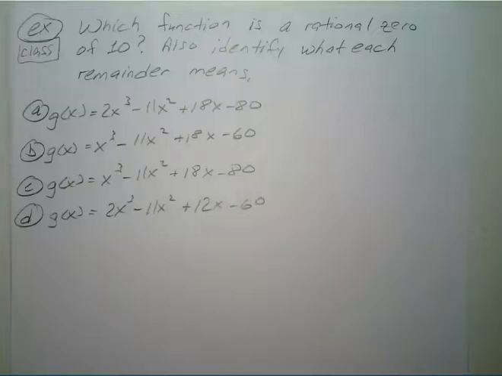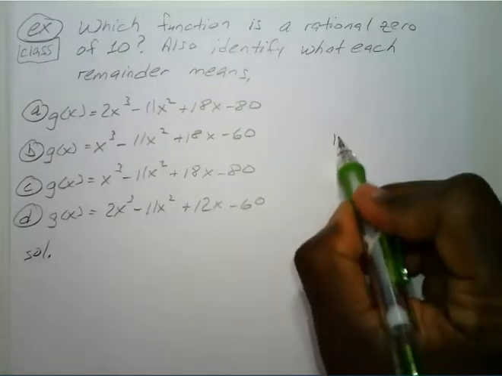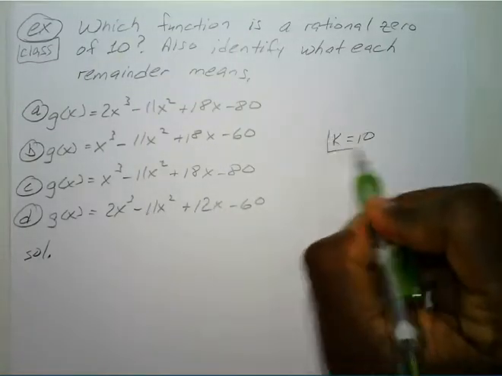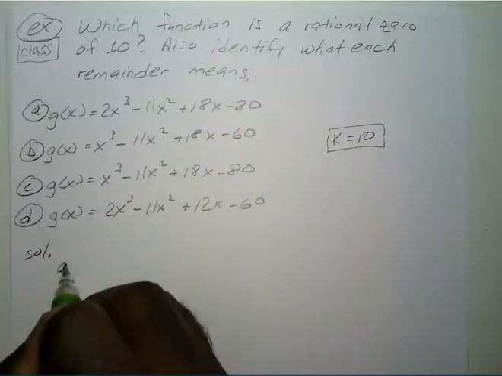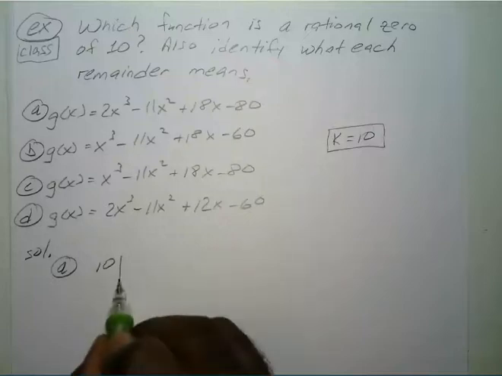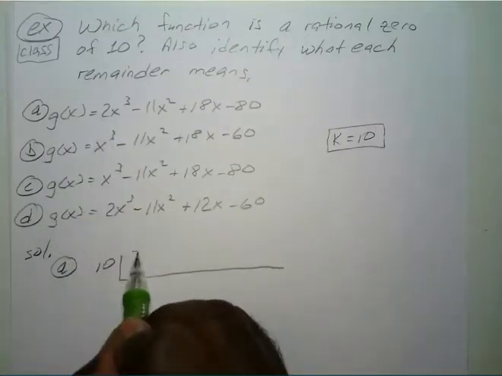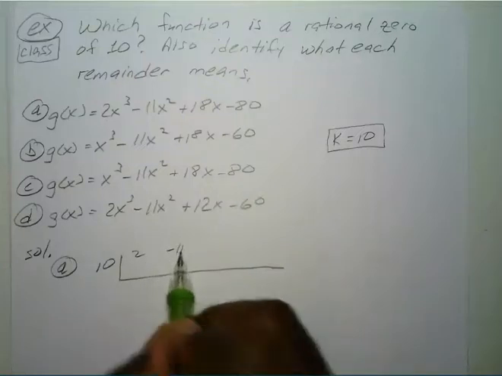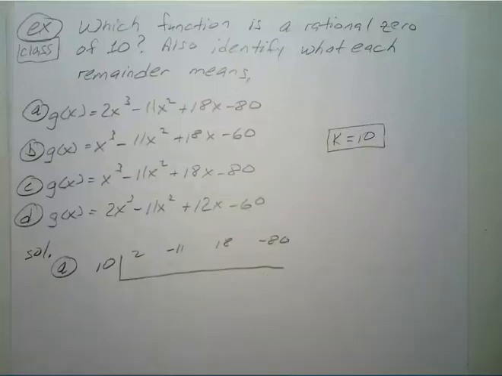All right, so I'm assuming you've pressed pause and worked this one out, so let's go ahead and verify. Remember, you know that k is equal to 10. So for a, you have 10, and let's go ahead and drop that down. You have 2x to the third minus 11x squared plus 18x minus 80.